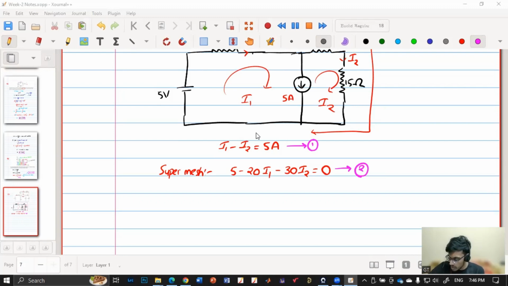Anyone? What is I1? What is I2? Sir, I2 is 2.1. Okay. And I1? 7.1. 2.1 and 7.1. Is it matching? Because it is not matching with my answers.